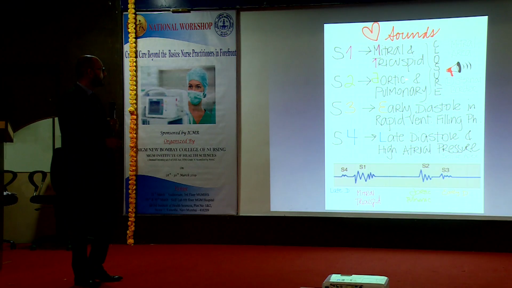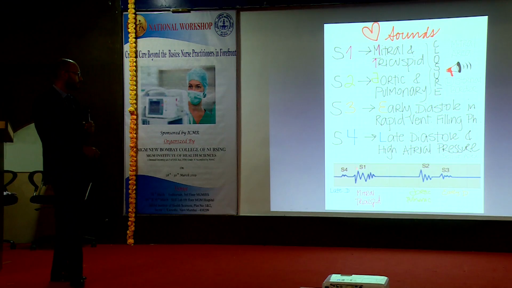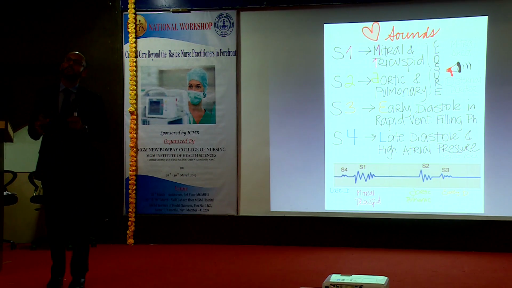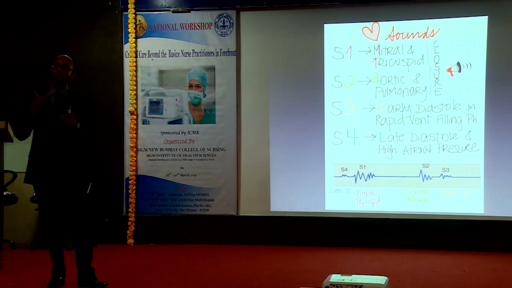Then S3 is the early diastole. So if you see your S1 and S2, this is the systole, and when the diastole starts, S3 is when the ventricle starts filling rapidly. And that causes an S3. This could be normal. In young teenagers who've had a long run and have come after an exercise, you might hear an S3, which is normal.